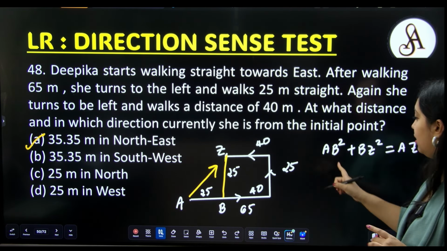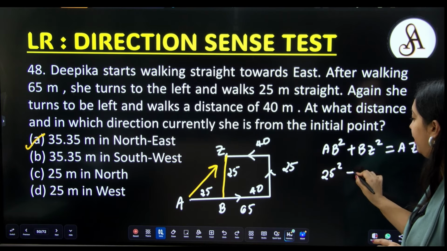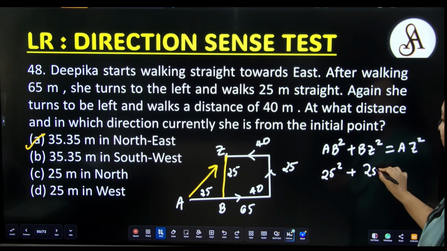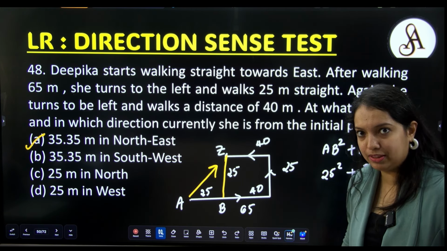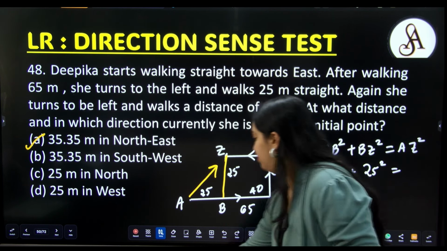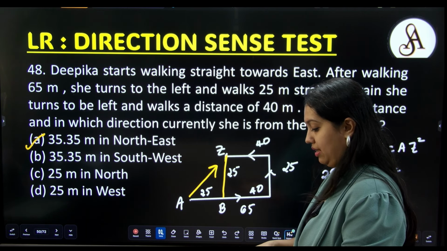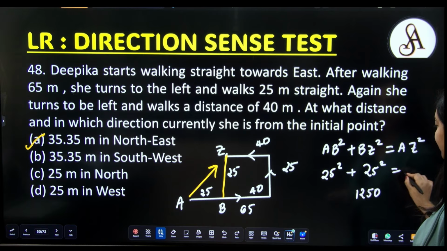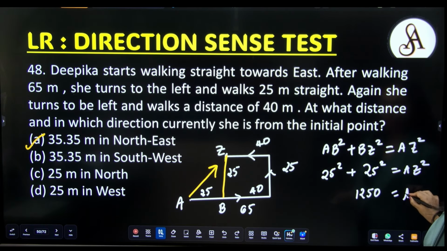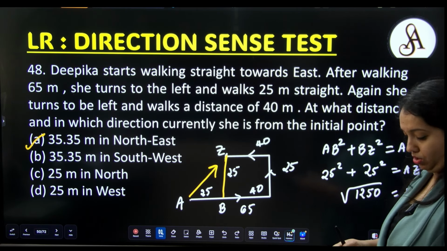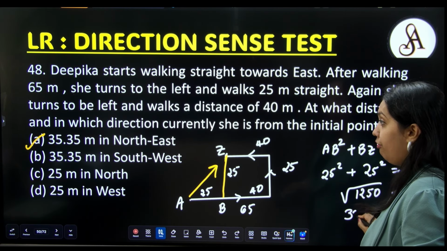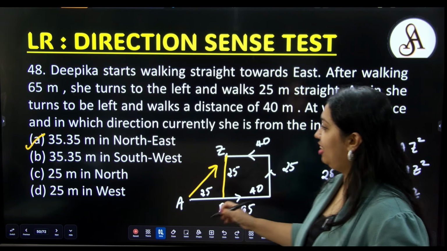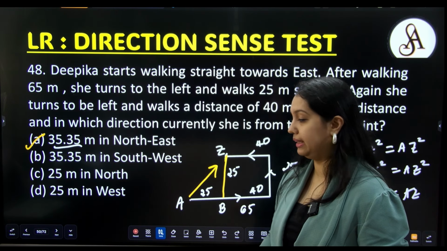Solve this, you are going to get your answer. AB square 25 square, BZ square 25 square. Add them up, 25 square plus 25 square. 25 square is 625 plus 625, 1250 is AZ square. You want to find value of AZ? Take the square root. You are going to get the value as 35.35 and in northeast direction. Option A is correct.